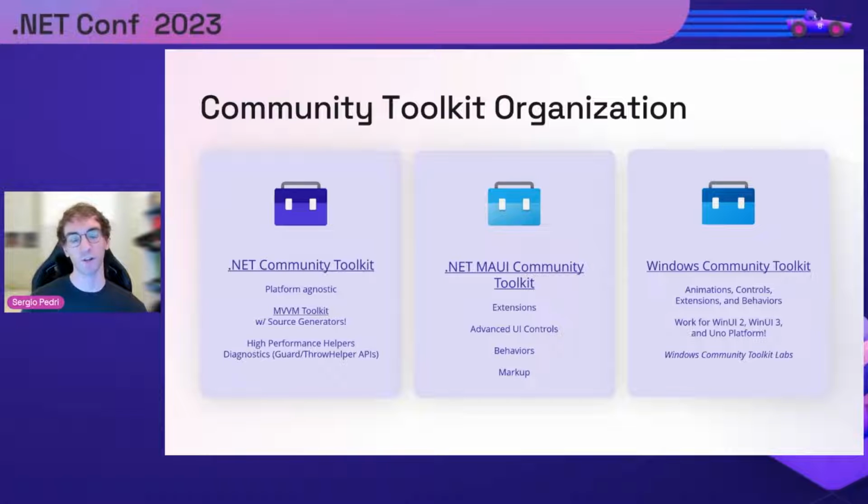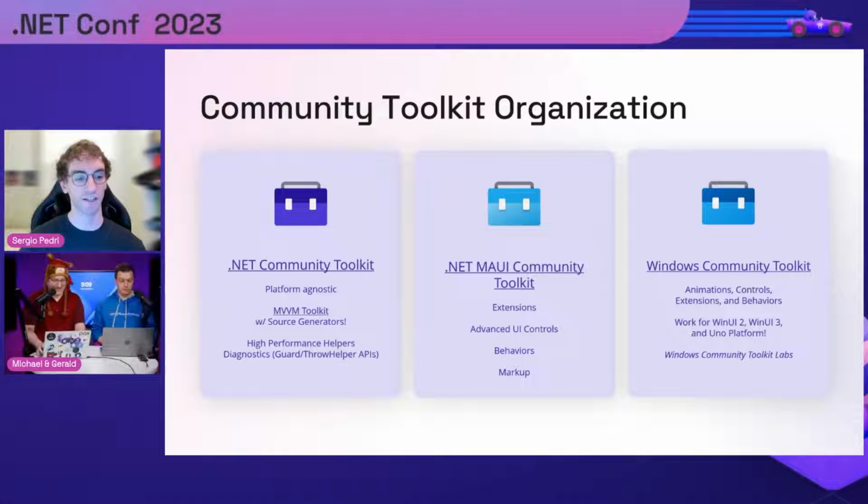The Community Toolkit organization actually covers a whole set of different toolkits which can fit your needs depending on what you're doing. One of these is the .NET Community Toolkit. The main difference between this and the other ones is that it's not really targeting any specific framework or platform. It's just a collection of platform-agnostic helpers. In particular, the .NET Community Toolkit contains the MVVM toolkit, along with all the source generators.